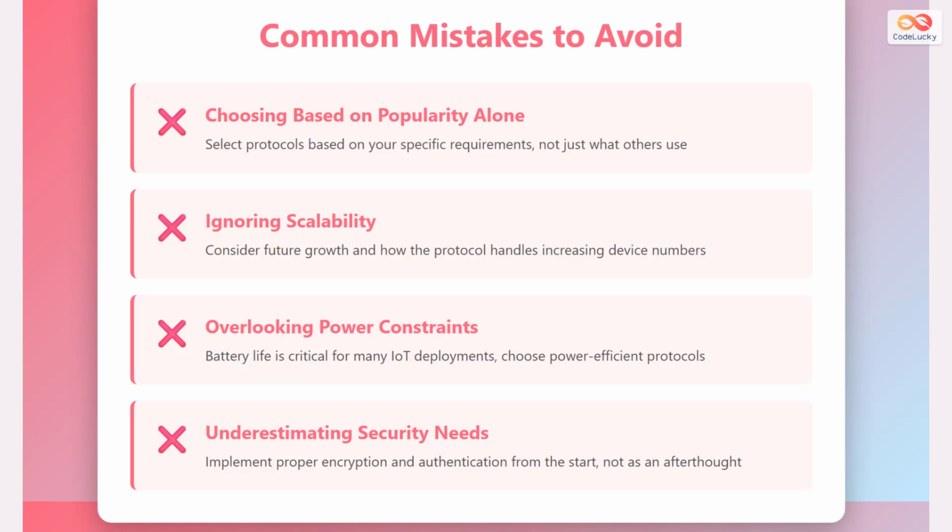Avoid these common pitfalls when selecting IoT protocols. Don't choose based on popularity alone. Select protocols based on your specific requirements, not just what others use. Never ignore scalability. Consider future growth and how the protocol handles increasing device numbers. Don't overlook power constraints, as battery life is critical for many IoT deployments. Choose power-efficient protocols when needed. Finally, never underestimate security needs. Implement proper encryption and authentication from the start, not as an afterthought. These mistakes can lead to costly redesigns and system failures.